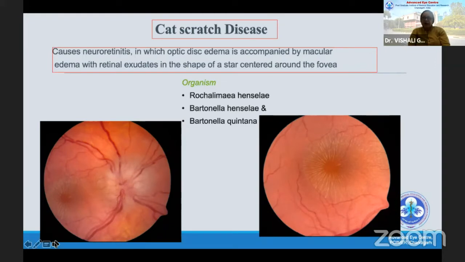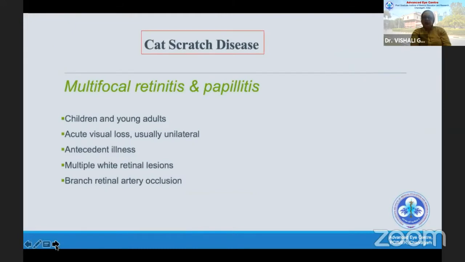Just remember that cat scratch causes neuroretinitis. So you may be seeing optic disc edema like this, but very classically you will see a star which is centered around the fovea, and typically it might result in a complete star. This is caused by the organism Bartonella. So Bartonella generally affects children and young adults, acute visual loss, unilaterality. Unilaterality is very common.